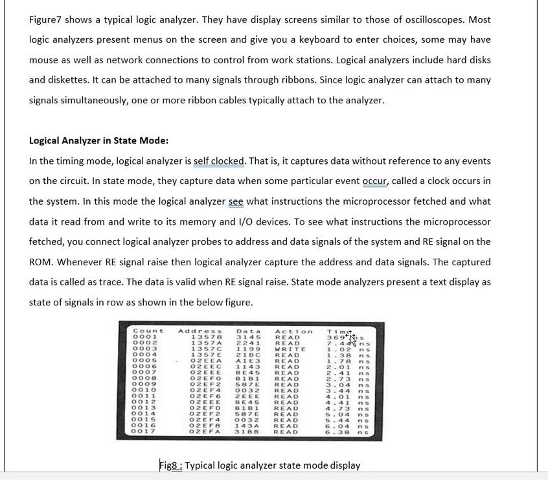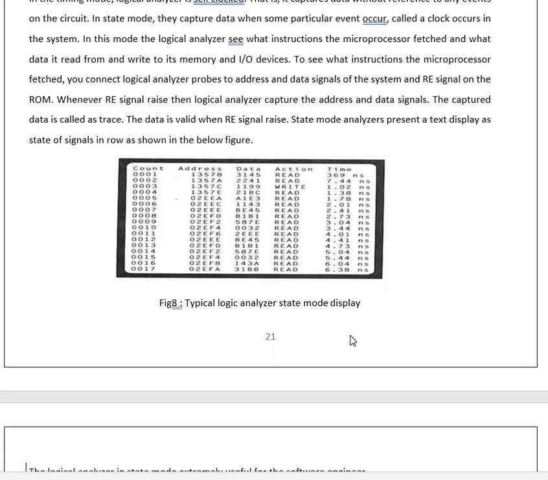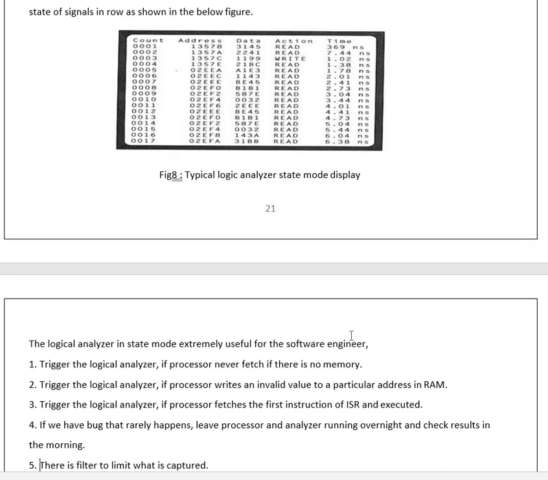To see what instructions the microprocessor fetches, you connect the logic analyzer probes to the address and data lines of the system and the RE signal on the ROM. Whenever the RE signal rises, the logic analyzer captures the address and data signals. The captured data is called a trace. The data is valid when the RE signal rises. State mode analyzers present a text display of the state of signals in rows, as shown in this figure. So this figure tells you how the data is being stored.